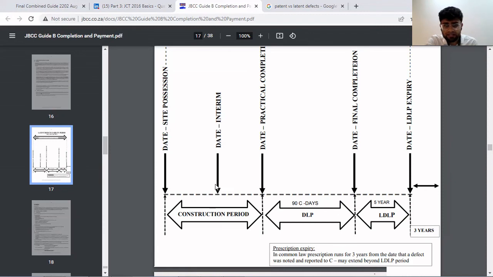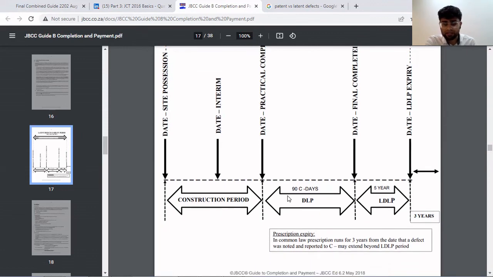Then it says date of practical completion. And the date of practical completion is obviously the date where, as I mentioned, it's practically completed, where someone's going to occupy the site. And then we have a look at the 90-day period, the 90-day period for defects liability, where if there's something that's evidently wrong, the contractor will have to fix it up. We then have the date for final completion. And from the date of final completion, you have 5 years, a 5-year latent defect liability period.